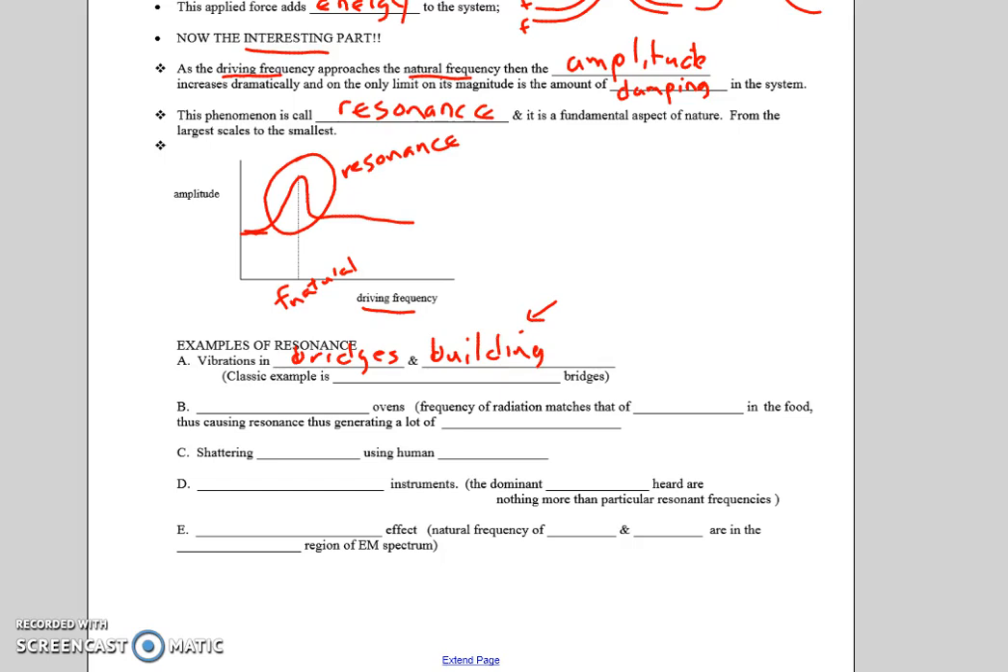I'll show you another classic example many of you have seen before, suspension bridges. Okay, so I'll show you a YouTube clip tomorrow. All right, B, microwave ovens.